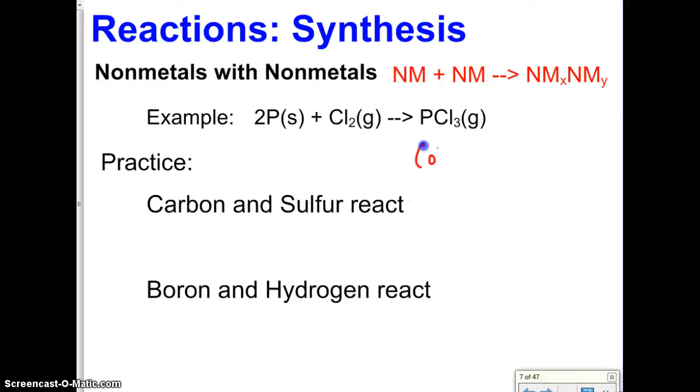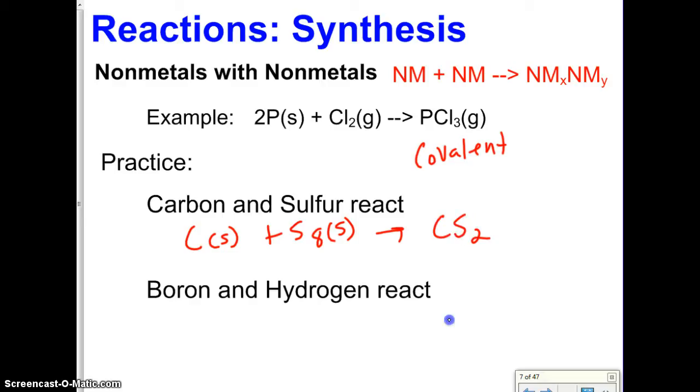Same with our non-metal. We are again forming a covalent compound. And again, you just kind of have to take the best guess you can. In this case, carbon, solid, plus sulfur, S8, solid. When these two combine, CO2 is the most common with carbon and oxygen. Well, guess what? Carbon and sulfur is CS2 as the most common. And again, there would be multiple answers that could be accepted depending on the situation.